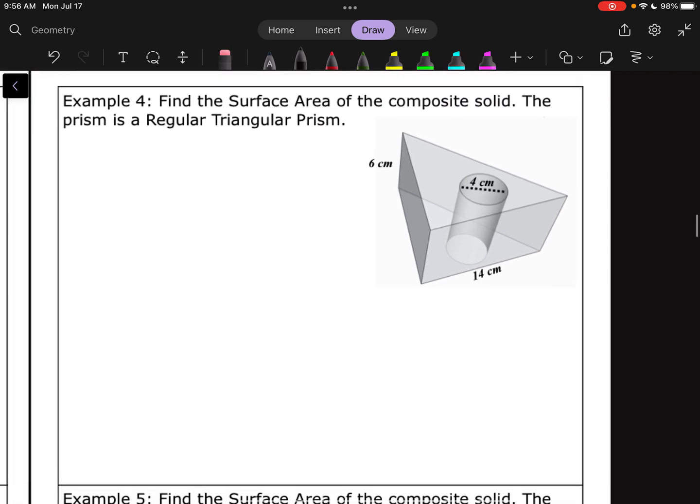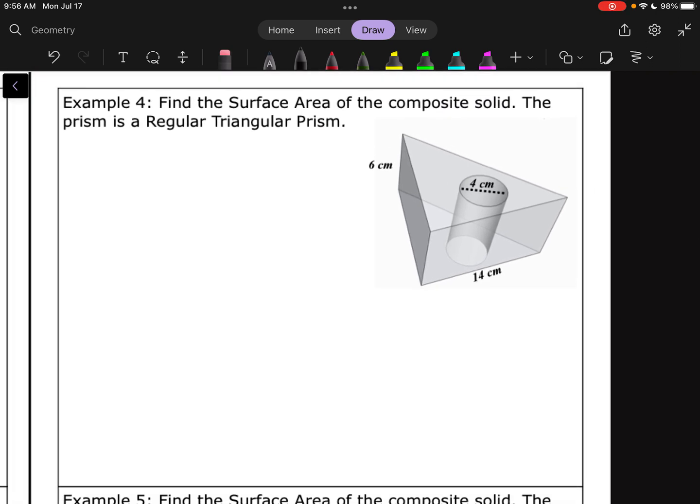What do we got here? Find the surface area of the composite solid. The prism is a regular triangular prism. Okay, so it looks like on this one we've got a shape inside of a shape, which means that we've removed this thing, right? We've kind of drilled a hole through it. So let's talk about the triangular prism first.